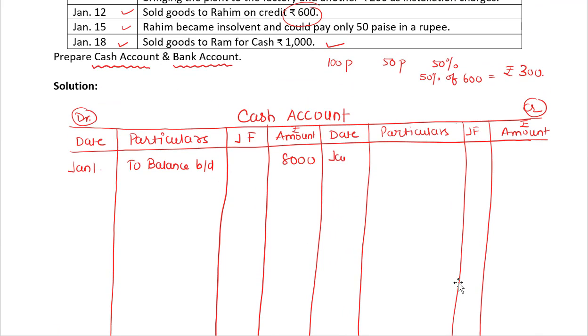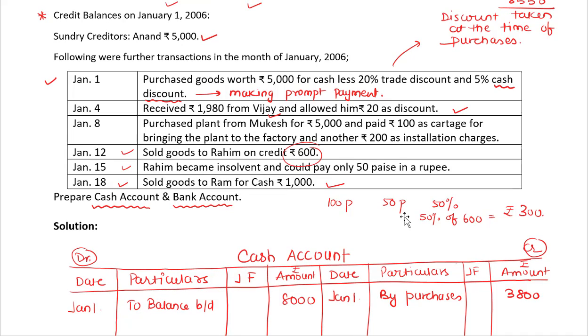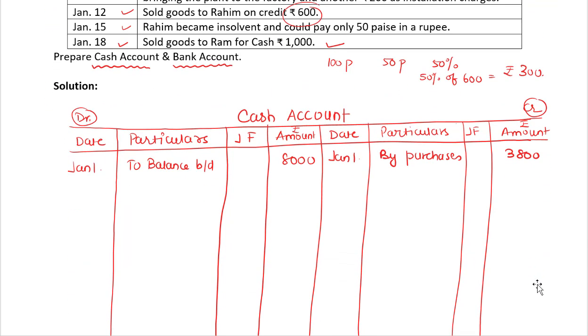I believe it is clear how we reach 3,800. So January 1, by purchases 3,800. Let's see the entry on January 4. Received 1,980 from Vijay and offered 20% discount. What we received? 1,980. Who gave us? Vijay. So to Vijay. The date is January 4.